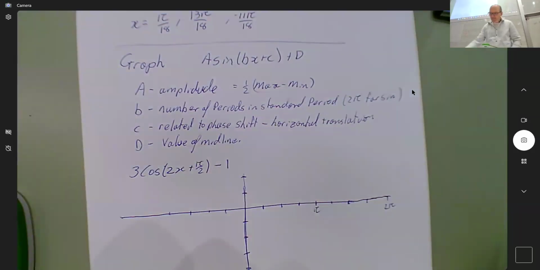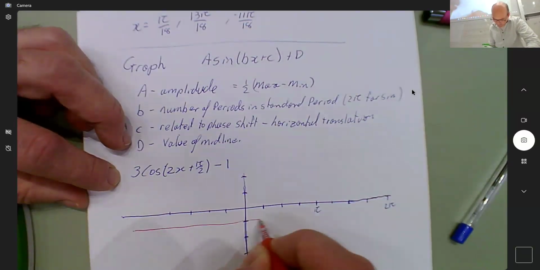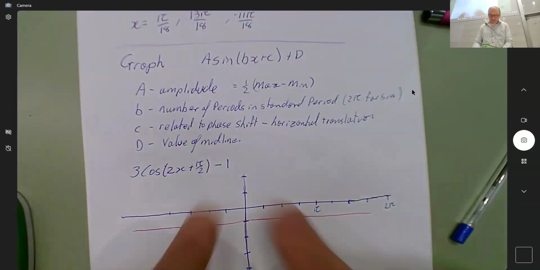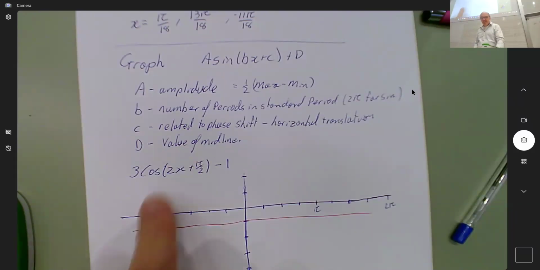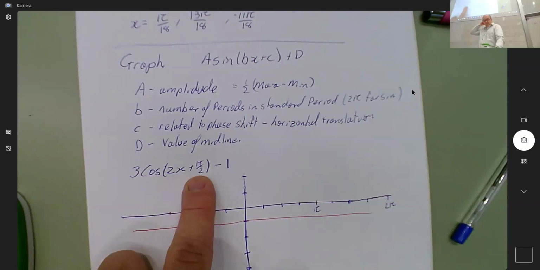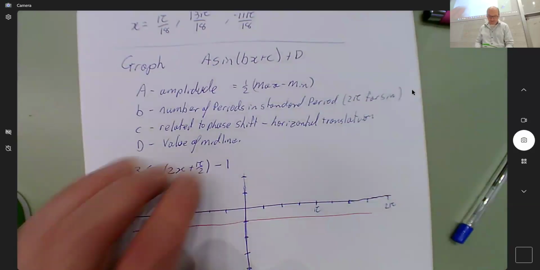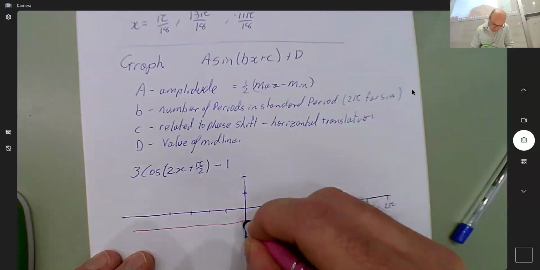So my plan is always to put down a little bit of information about stuff. So I've set it up with my initial value put in. Next trick, if x is equal to 0, then I've got cos of pi on 2, and cos of pi on 2 is 0. So this bit is 0, so I'm at -1. So I'm going to go, hey, I'm here.